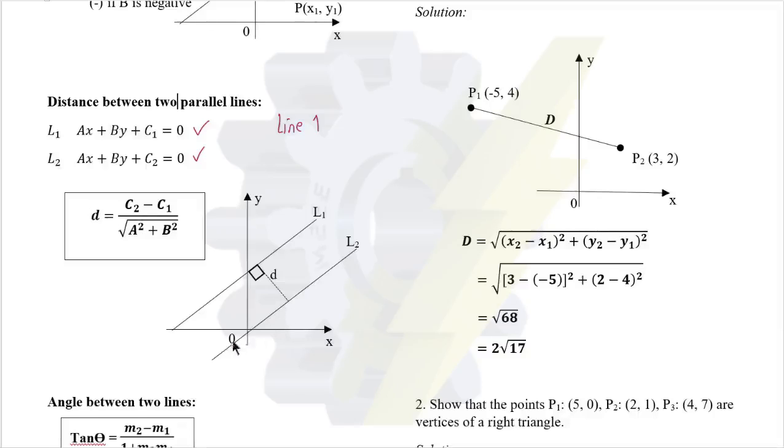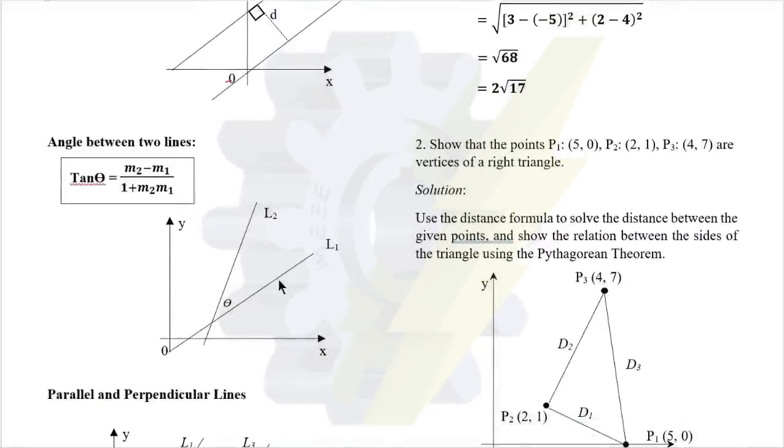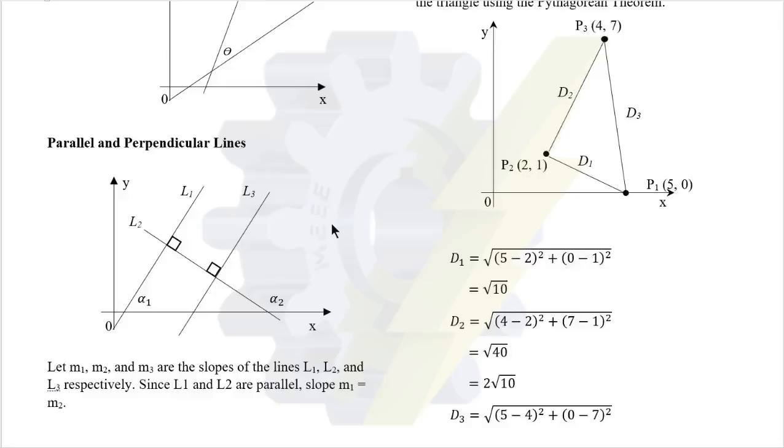A simple illustration: here we have L1 or line 1, the second line, and the perpendicular distance between them. The next formula is the angle between two lines. Here we have tangent theta, meaning we need to solve the arc tangent of this quantity. M2 here is the slope of one line and M1 is the slope of the other.